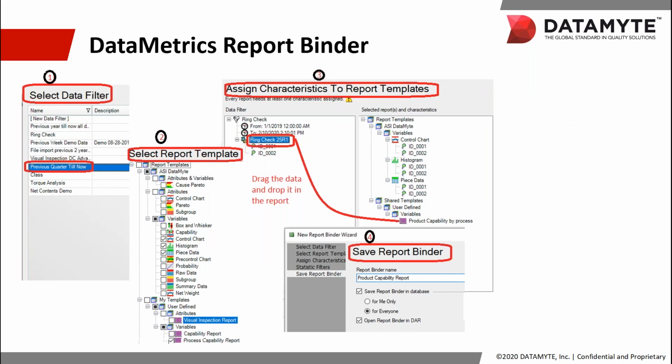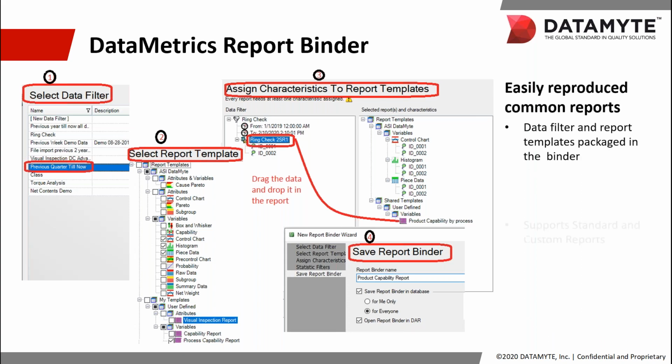One of the most powerful tools in DAR is the report binder, which bundles a data filter and one or more report templates for quick launch. I call this my one-click reporting. Using the report binder saves you time since you won't need to redefine a data set and apply it to various report templates as separate operations. Just select the report binder and your various reports will load into analysis and reporting in one step.